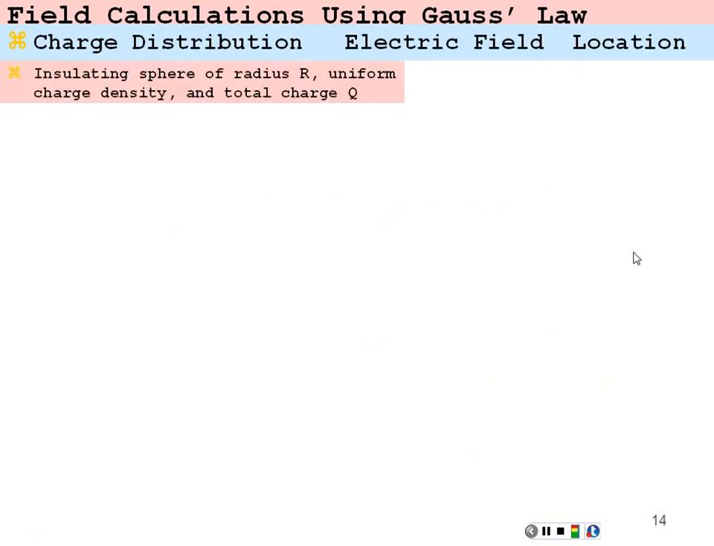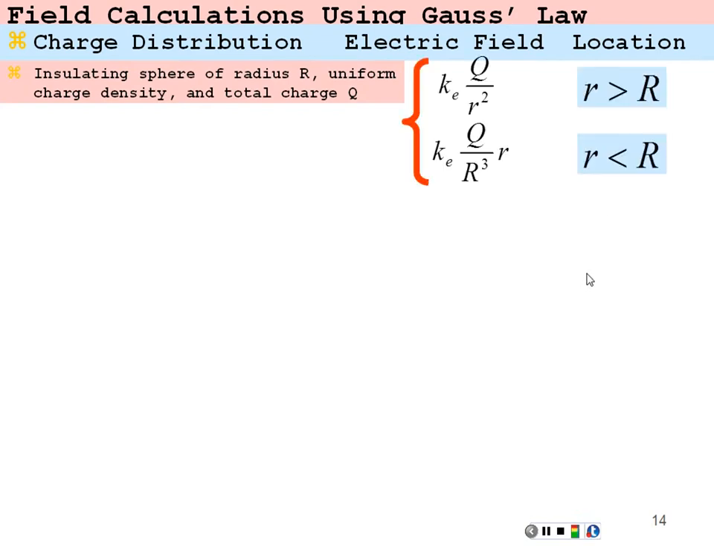So all this we can conclude in one table here. If we have an insulating sphere of radius r, uniform charge density rho, total charge q, then outside this spherical distribution, it acts like a point charge, k big Q over r squared. Inside, it acts linearly from 0 to the surface. And so it's k q over r cubed times our variable r.